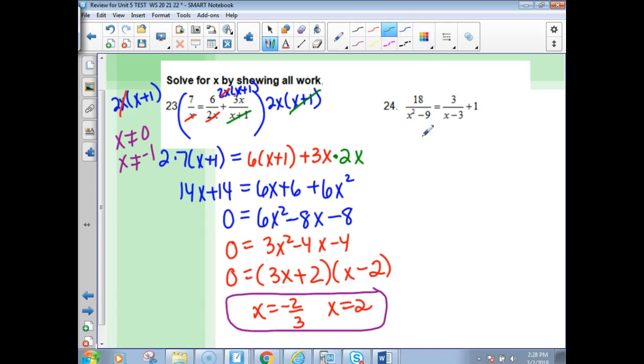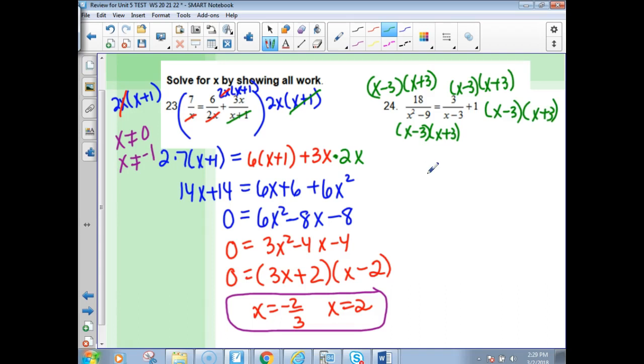Number 24, you can factor x squared minus 9 as x minus 3 times x plus 3. The second fraction on the right has an x minus 3, so that's the LCD. You're going to multiply through by x minus 3 times x plus 3. So I'm just showing that I'm doing it to every part of the problem. All right, I'm going to erase, guys, this factored thing right there just to get it out of the way. And then I'm going to go after the problem.